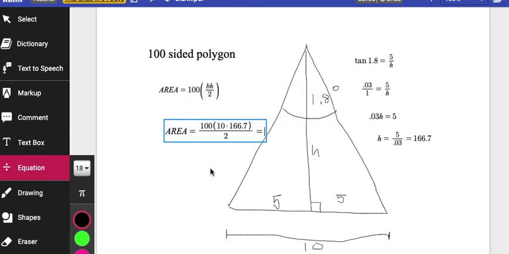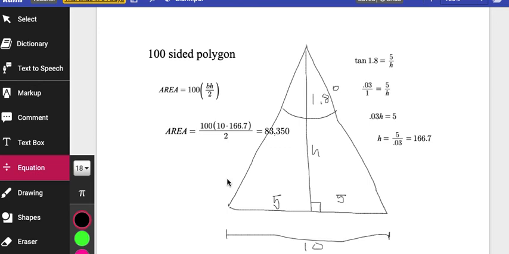So I am going to get 10 times 166.7. I'm going to times that by 100, getting a pretty big number, and then I'm going to divide that by 2. I am getting 83,350, and that would be my area, and that is in square units. All right, so you're noticing I'm getting a pretty big area with that.